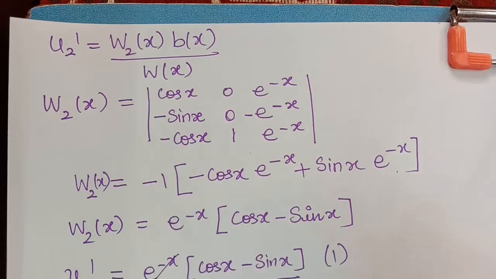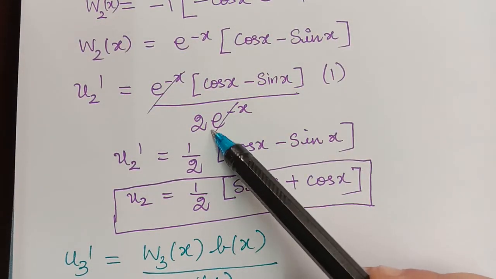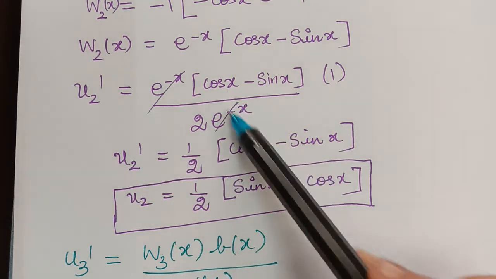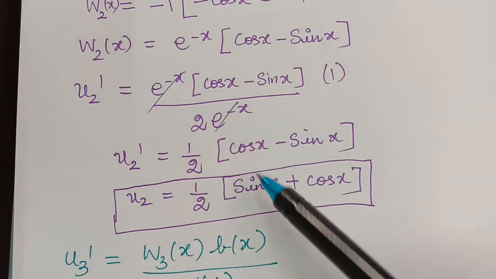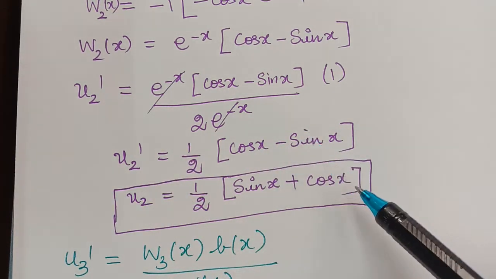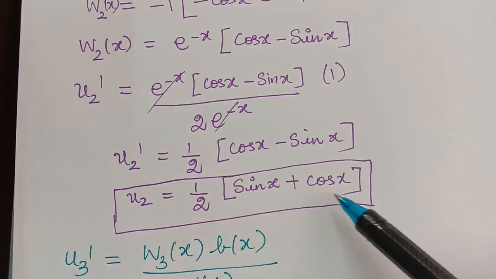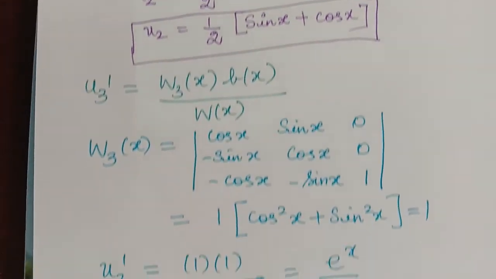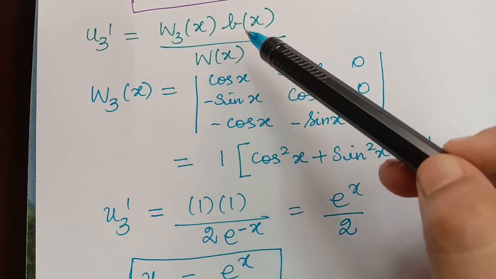So if we substitute W2 here, and b of x is 1, and then this is W, this and this will get cancelled, and u2 dash is 1 by 2 times cos x minus sin x. So u2, by integrating this, integration of cos x is sin x and integration of sin x is minus cos x. So minus into minus will become plus, so plus cos x. This is u2.